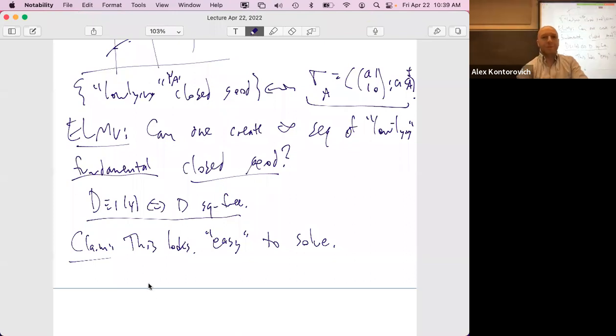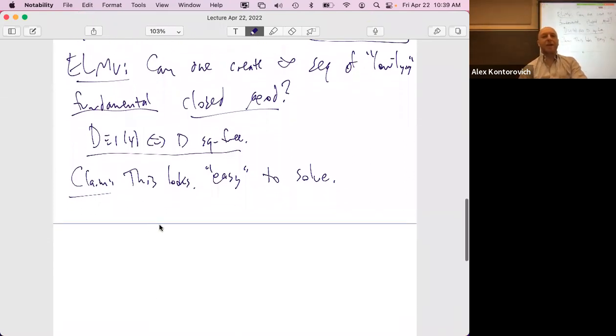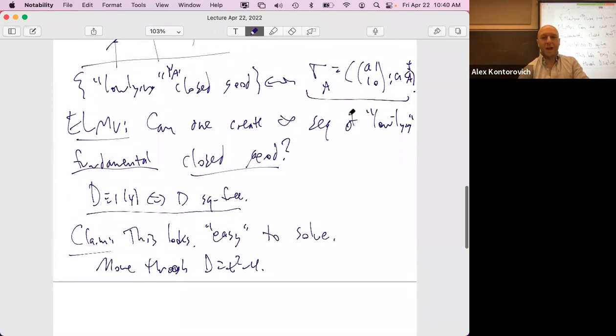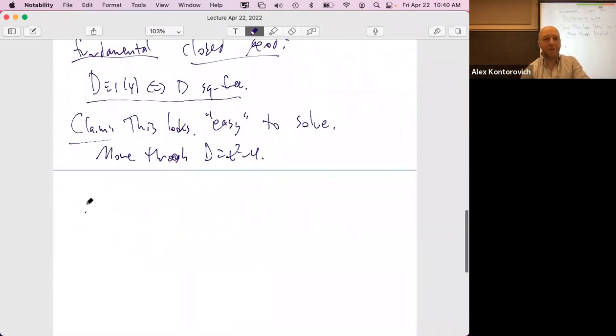Okay, why does this look easy to solve? Right. So we want to make... we will move through those d's that are 4 less than a square, and we'll look at the gamma A's. So if you have a matrix M in gamma A, then it automatically corresponds to a closed geodesic.